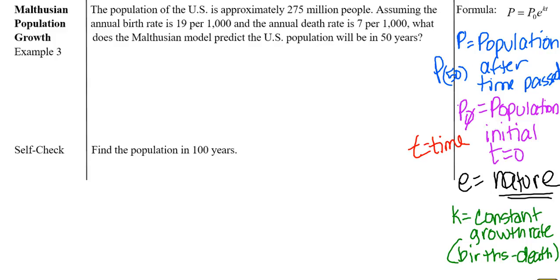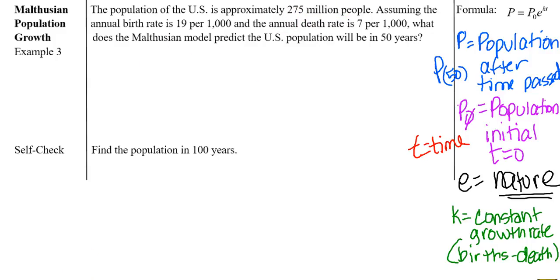All right, so let's go look at our problem, and you start marking up and annotating the problem as I read. The population of the U.S. is approximately 275 million people. This is an older problem. It's higher now. So what does 275 million people represent?